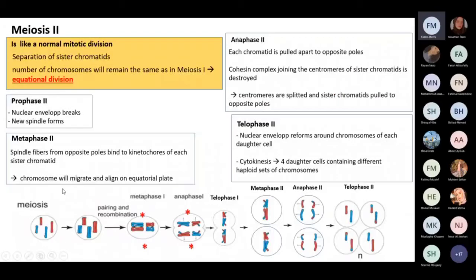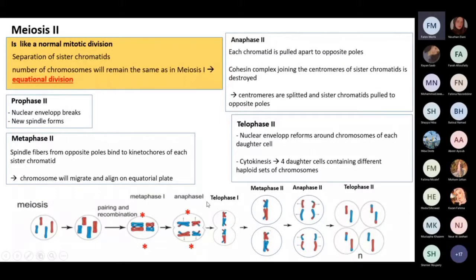So in the metaphase, we have the spindle fibers from opposite poles bind to kinetochores of each sister chromatid, because as we said, the kinetochores are present on the centromere region of each chromatid. Okay, and those kinetochores of the two chromatids, both of them are binding the spindle. And then they will migrate to the equatorial plate. They will be at the equatorial plate.